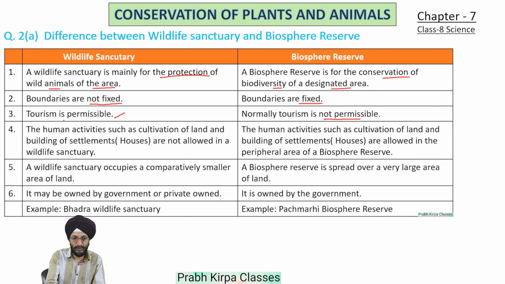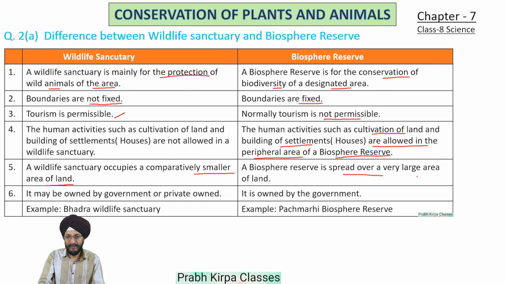In case of wildlife sanctuary, human activities such as cultivation of land and building of settlements are not allowed. In the case of biosphere reserve, human activities such as cultivation of land, building of settlements are allowed in the peripheral area of a biosphere reserve. Next, wildlife sanctuary occupies a comparatively smaller area of land. A biosphere reserve is spread over a large area of land.